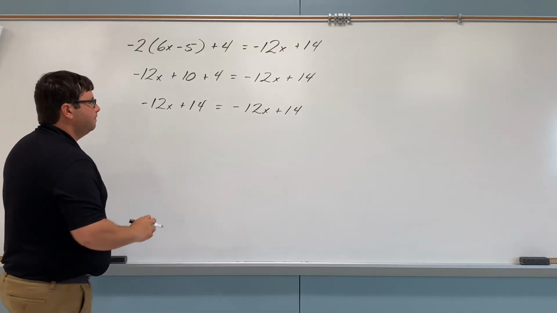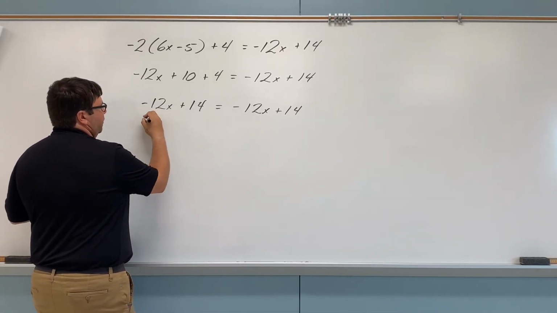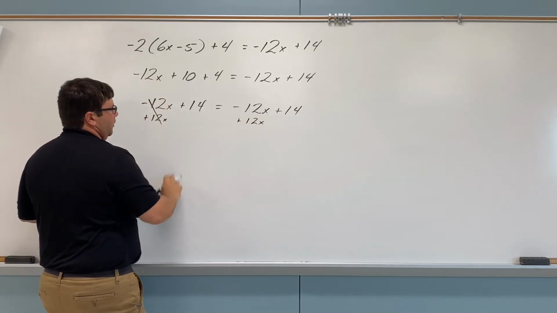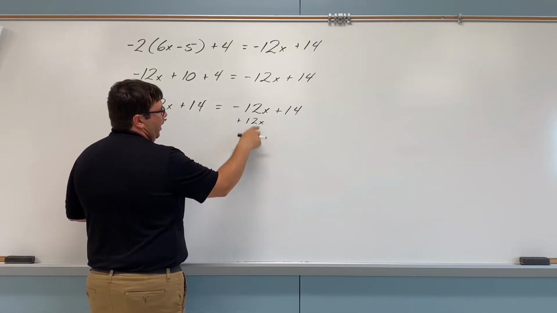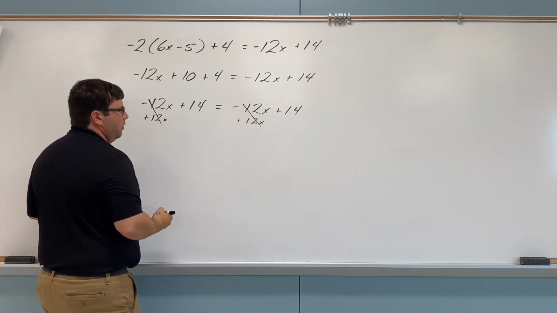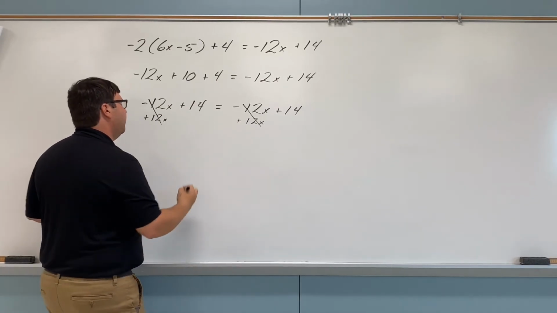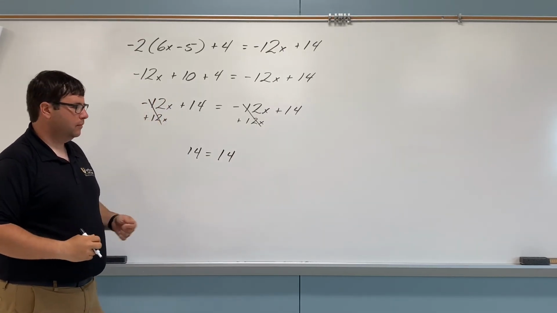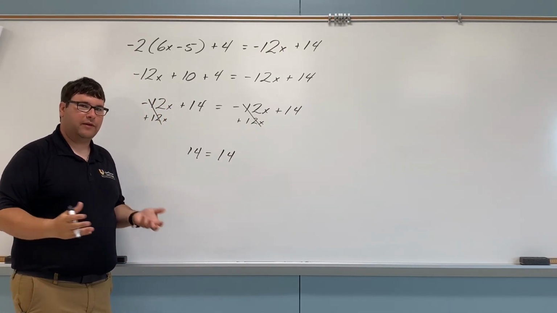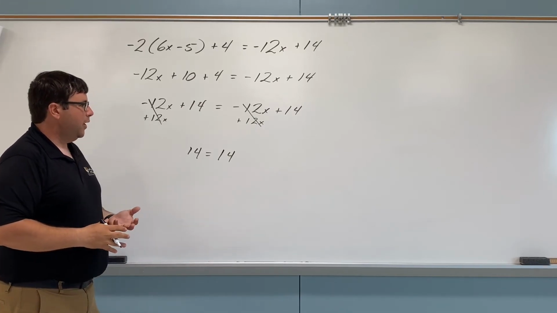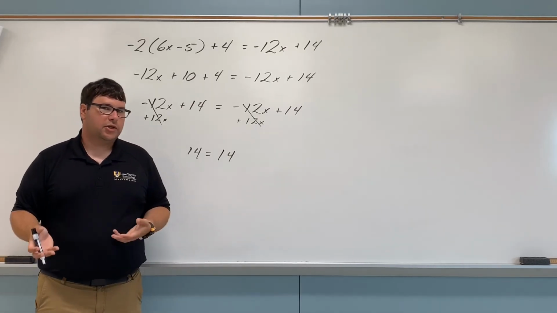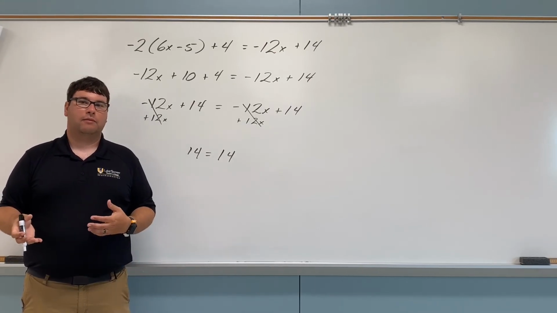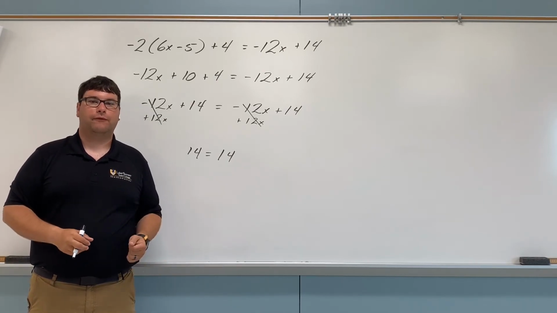Let's see what happens. We're going to add 12x to both sides, because we canceled it here to move it over, and hey, look, it cancels there. Interesting. So that gives me 14 is equal to 14. Now I can technically move my 14s over and come out to 0 equals 0 as well. But 14 equals 14. The question is, when is that true? And the answer is always. 14 is always equal to 14.